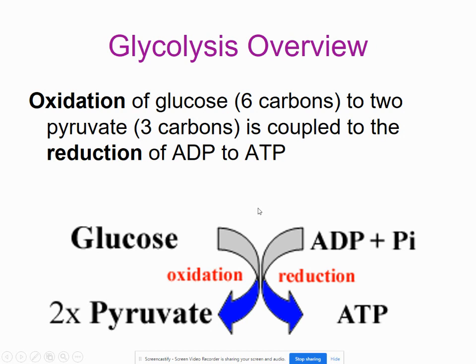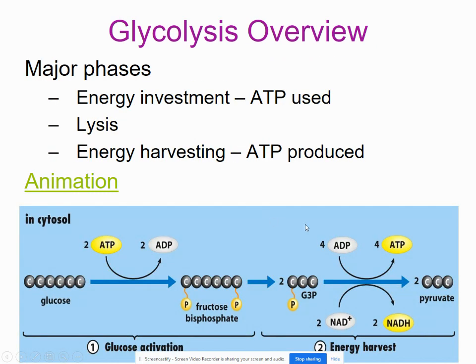This would be substrate phosphorylation as well. Here's a very simple way of writing it, glucose to pyruvate, but you guys just saw the whole steps that actually go through this. It's much more complicated, but really glucose is oxidized to give us 2-pyruvate, and from that oxidation we get a reduction of ADP into ATP.